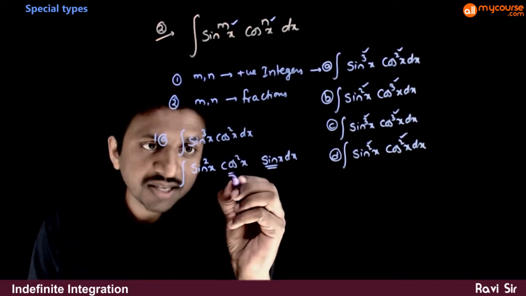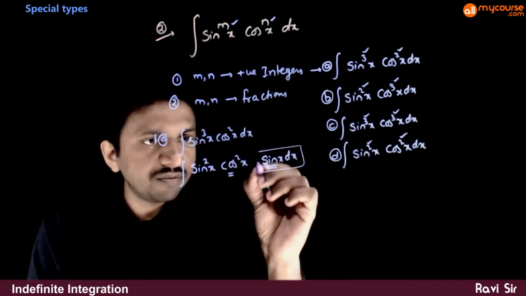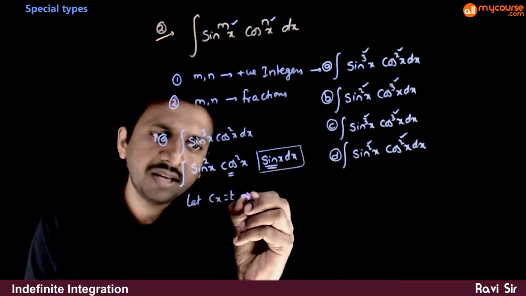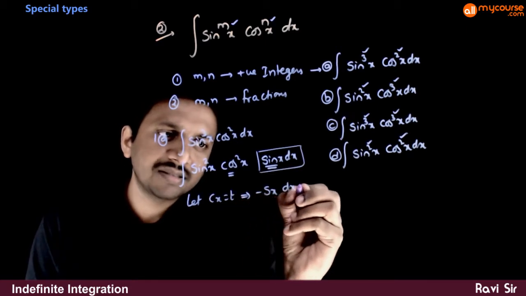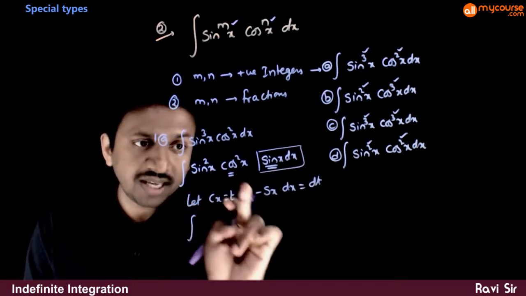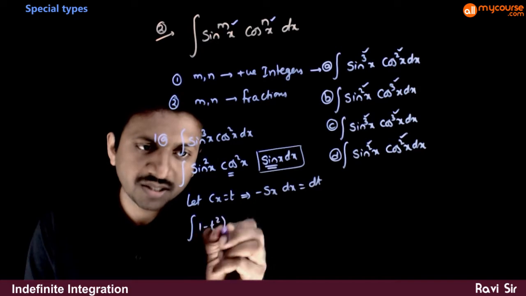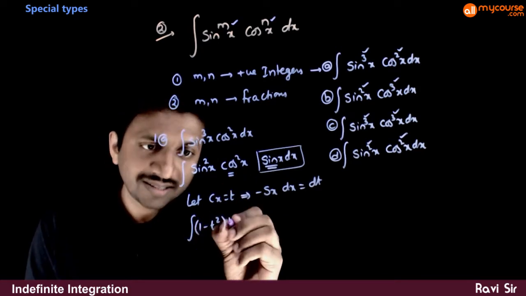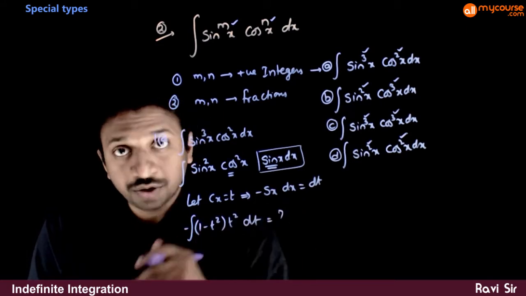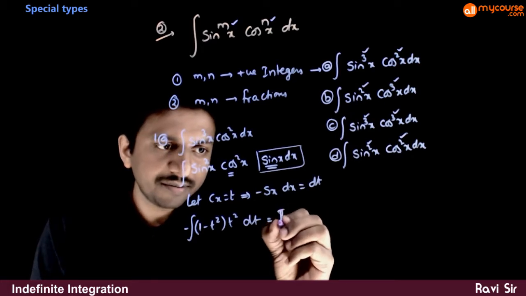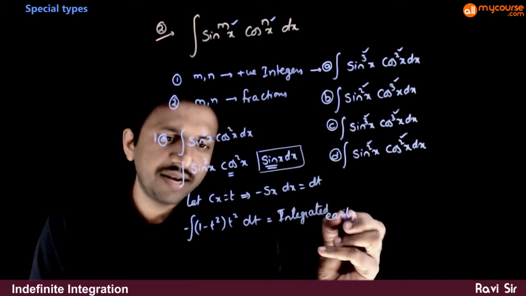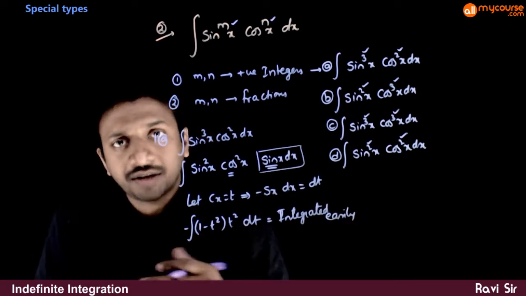Now, if I assume cos x is equal to t, sin x dx will go into dt. That is, let cos x is equal to t implies minus sin x dx will be equal to dt. So this will become, sin square x is 1 minus cos square x, that is 1 minus t square, and cos square x is t square, into minus dt. This is very easy to integrate. You can directly expand this into a polynomial and integrate it.